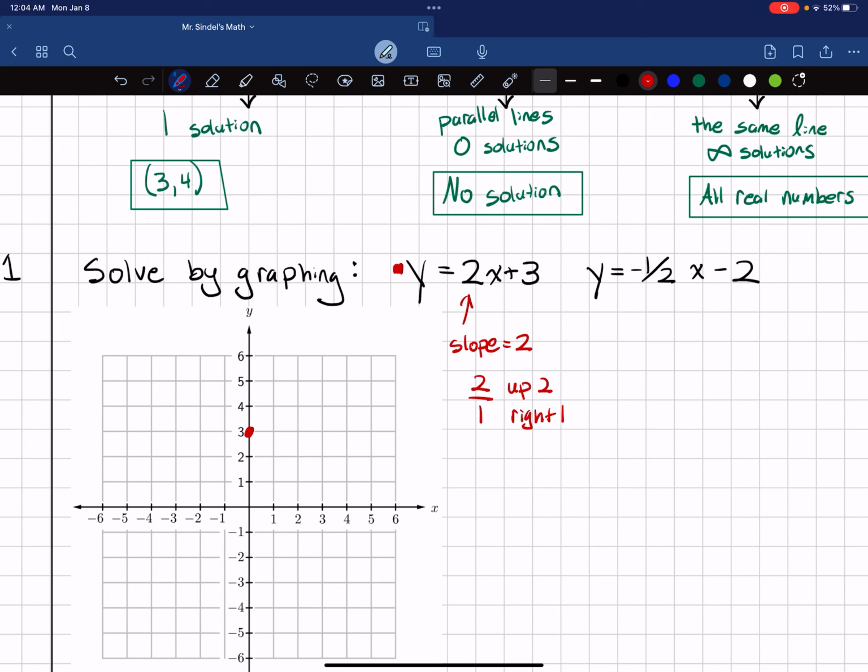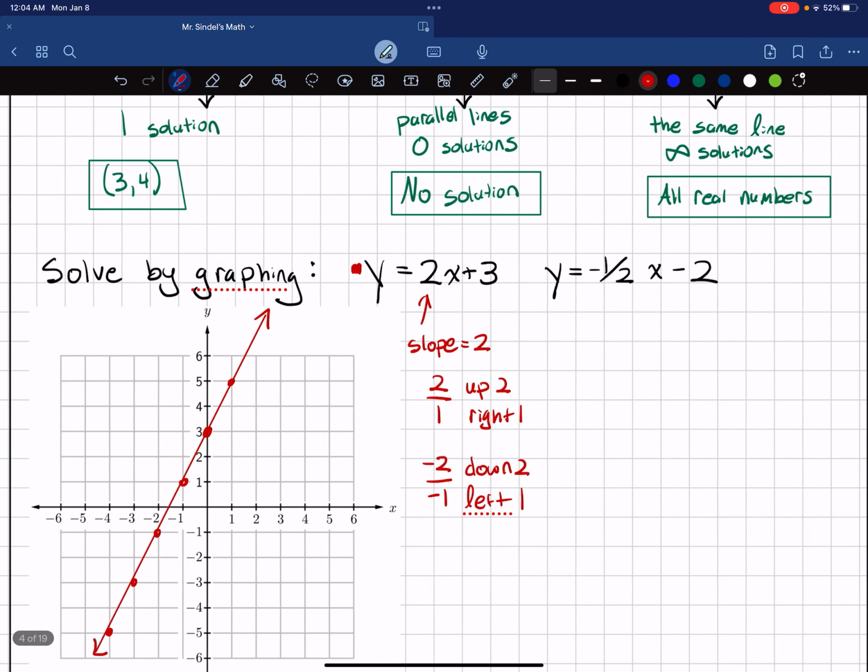So from this point, I'm going to go up 2, right 1, and I can't go anymore because I'm off the graph, which means I need to do the reverse. This is the same thing as having a slope of -2 over -1. Notice that a negative divided by a negative is still a positive, which means it's allowable. And this is now saying down 2 and left 1. So down 2, left 1, down 2, left 1, and I do this as many times as it takes, and we have our line.